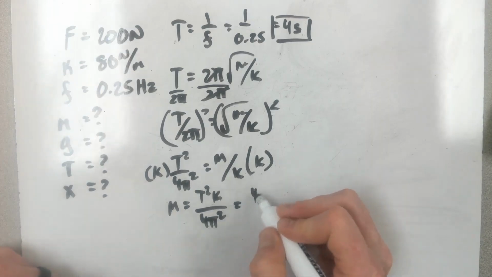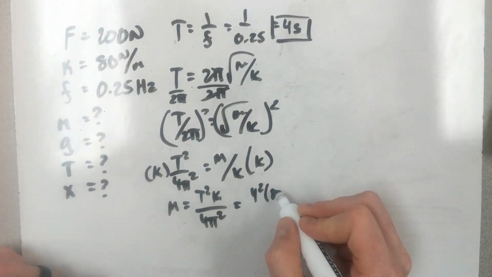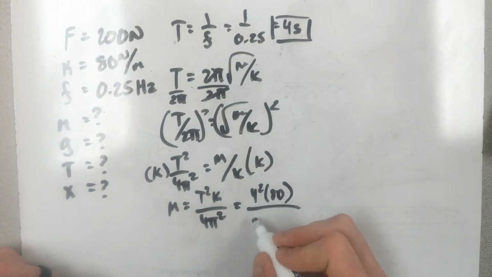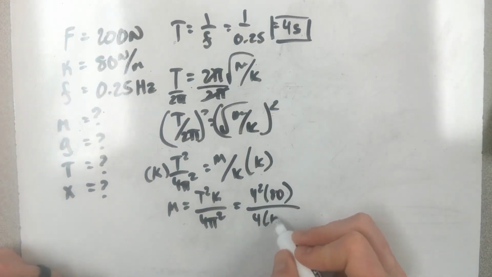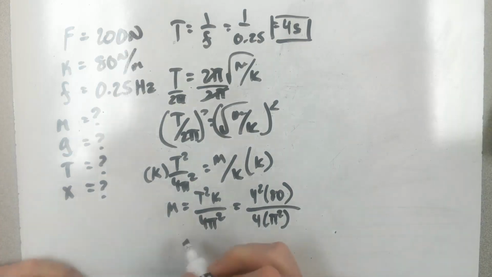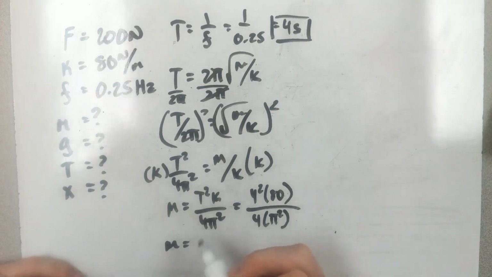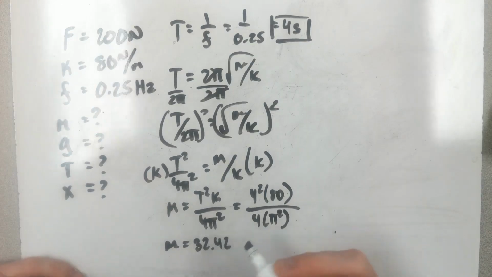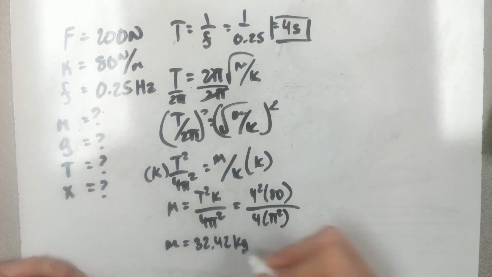So 4 squared times 80 divided by 4 pi squared should be our mass. So 16 times 80 divided by 4 divided by pi divided by pi. So we have a mass of 32.42 kilograms.